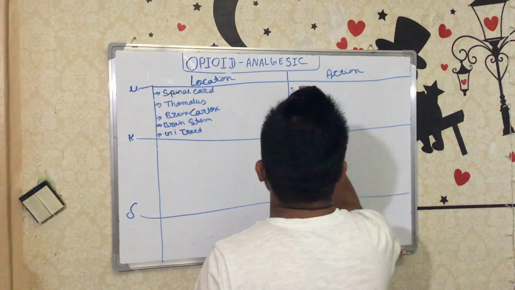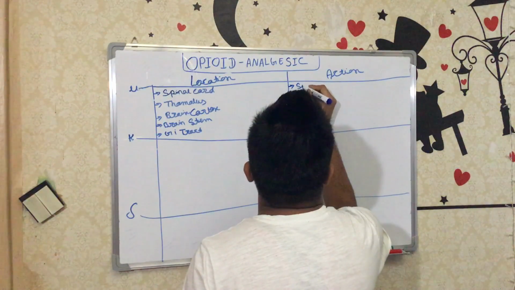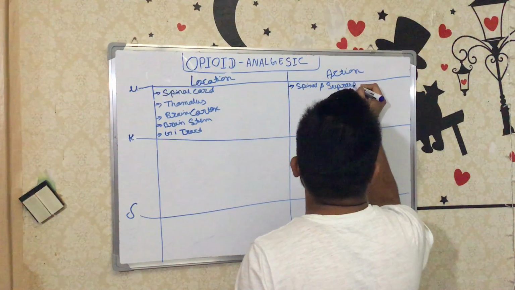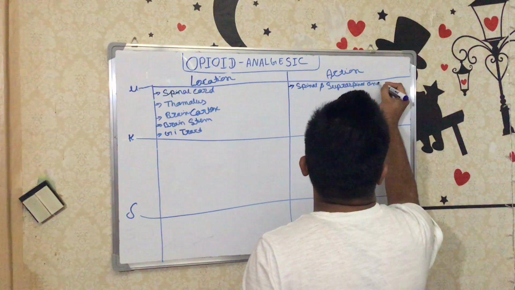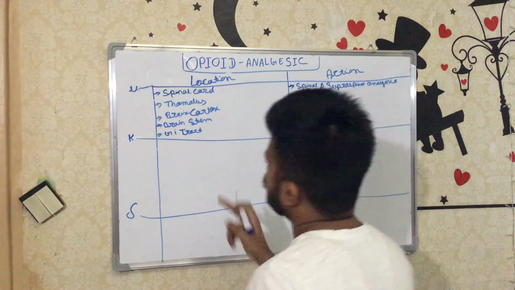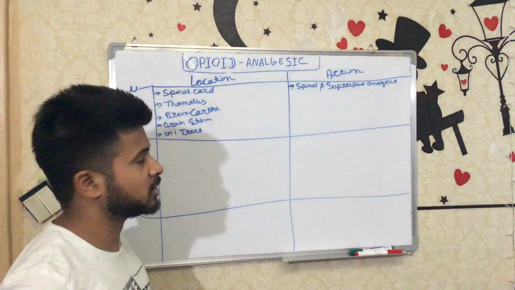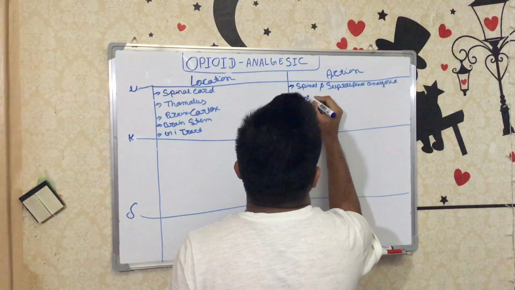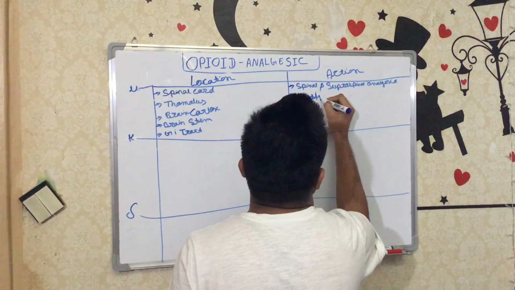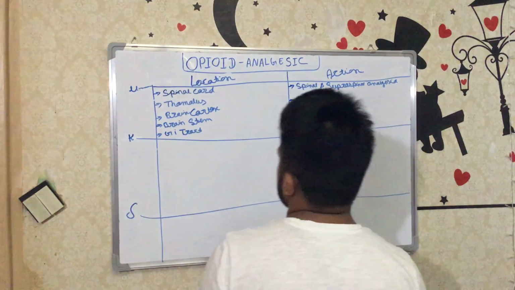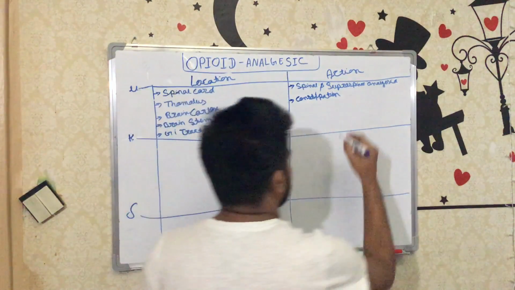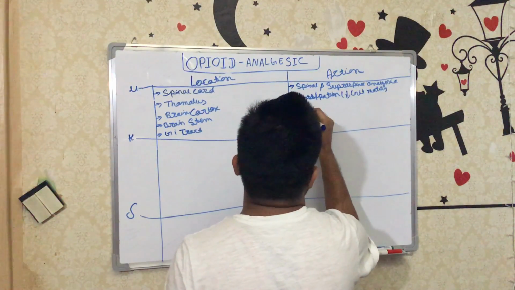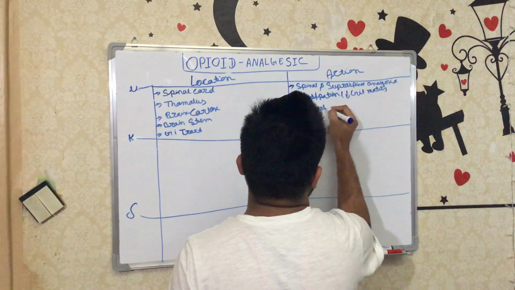And what could be the action? First of all, spinal and supraspinal analgesia. So whenever the mu receptor is stimulated, it produces this action: spinal and supraspinal analgesia. Second, constipation is seen. Constipation, why? Because it decreases GIT motility. That's why constipation. Then a very important action, that is physical dependence.